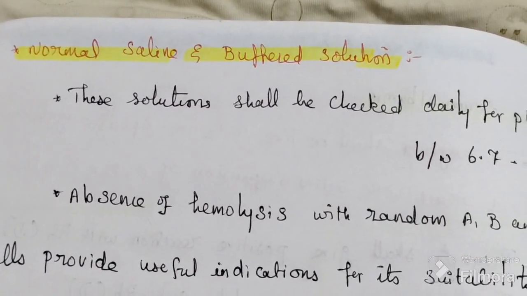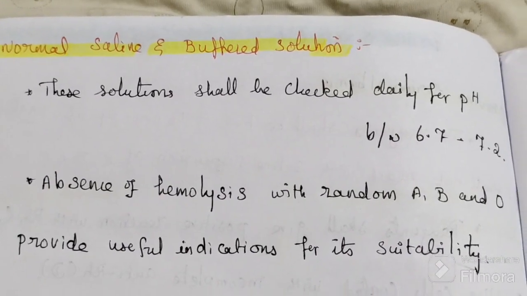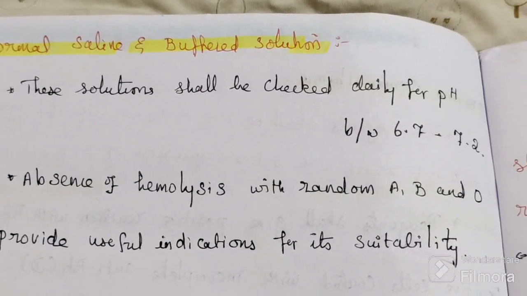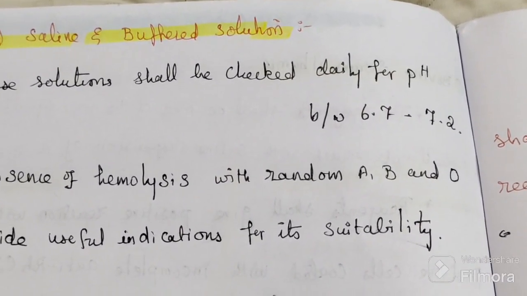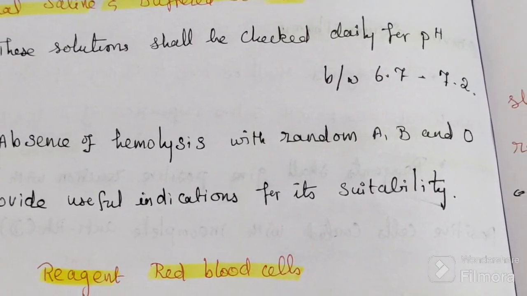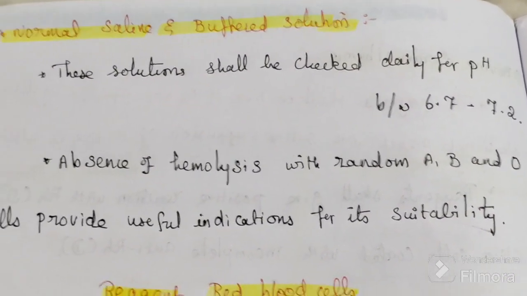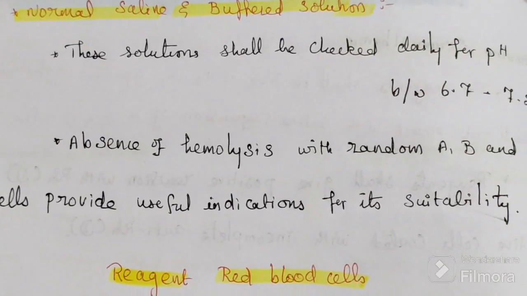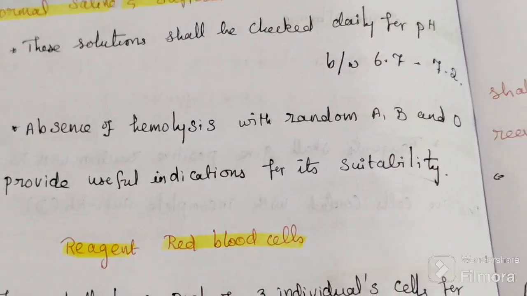Next, normal saline and buffered solution. The solution shall be checked daily for pH between 6.7 to 7.2. Absence of hemolysis with random A, B, and O cells shall provide useful indication of its suitability.